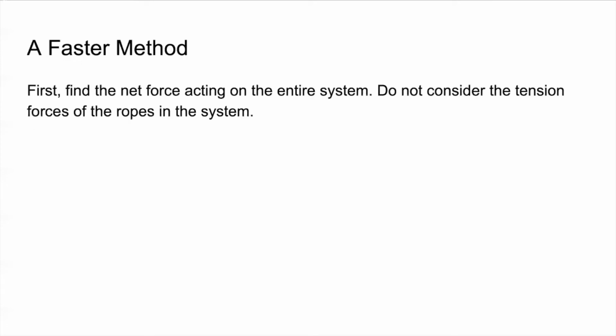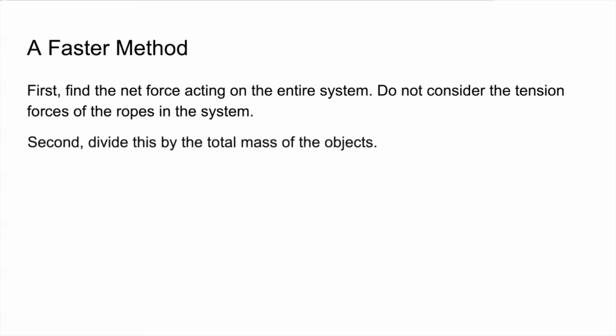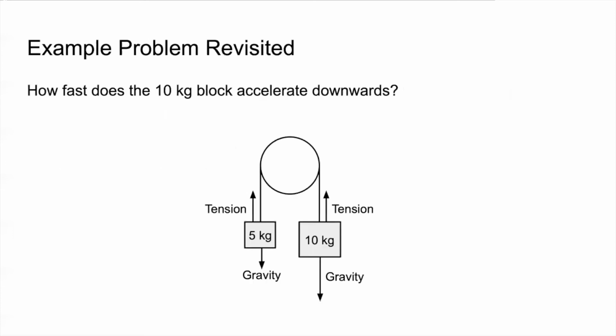A faster method is just to find the acceleration with regards to the overall system instead of each block. So you first find the net force acting on the entire system without considering the tension of the forces of the ropes in the system. And then you divide by the total mass of the objects, because that's the total mass of the system. And then you have the acceleration of the system. So let's use this method on the example problem.